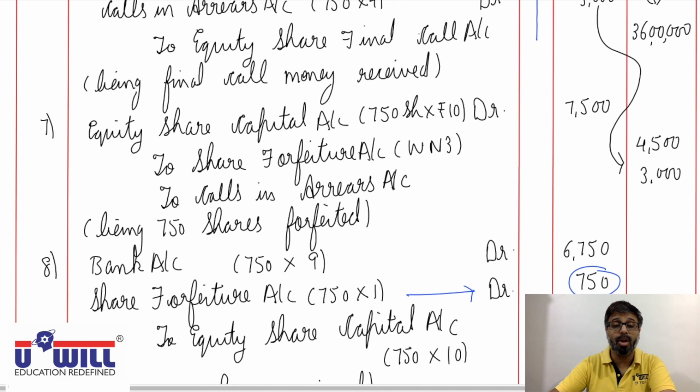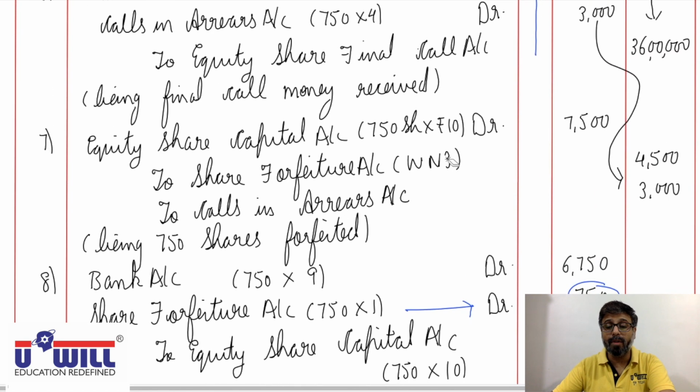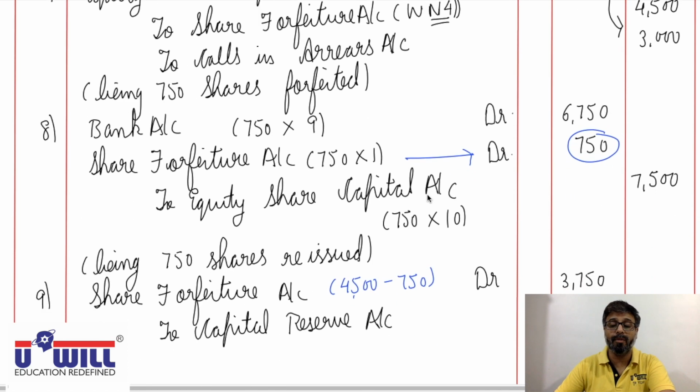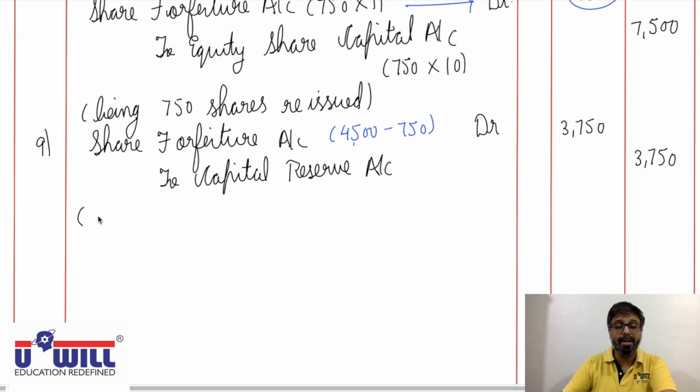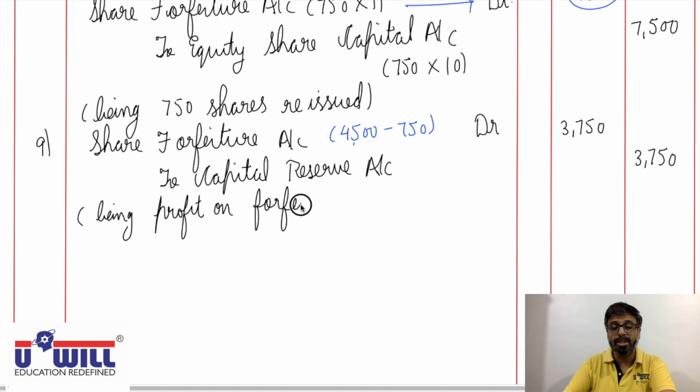One more correction, all of you. I'm sorry. Here it is not working note 3, because there were pro rata workings also. So the amount of share forfeiture we get from working note 4, not from working note 3. Being profit on forfeiture.